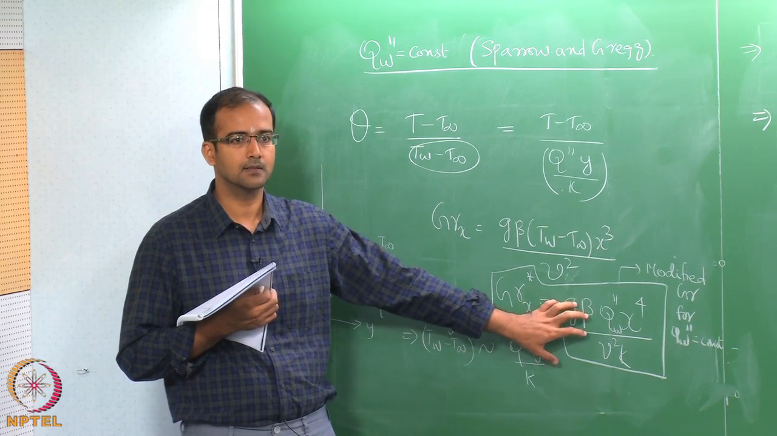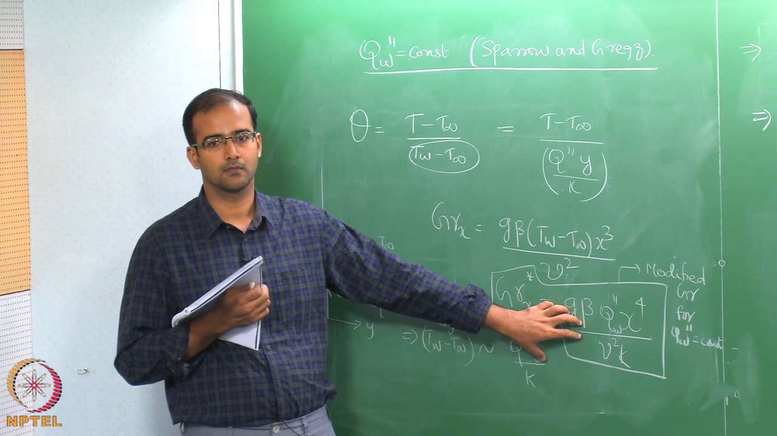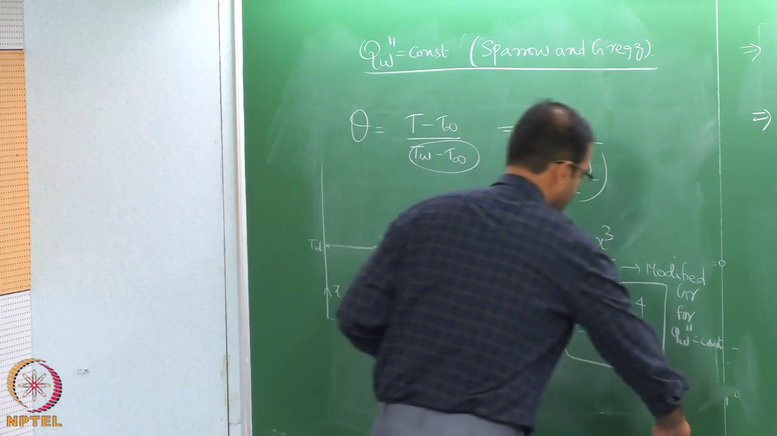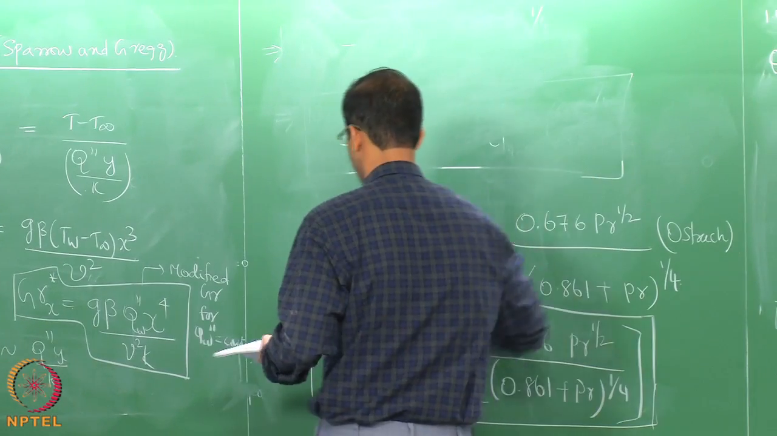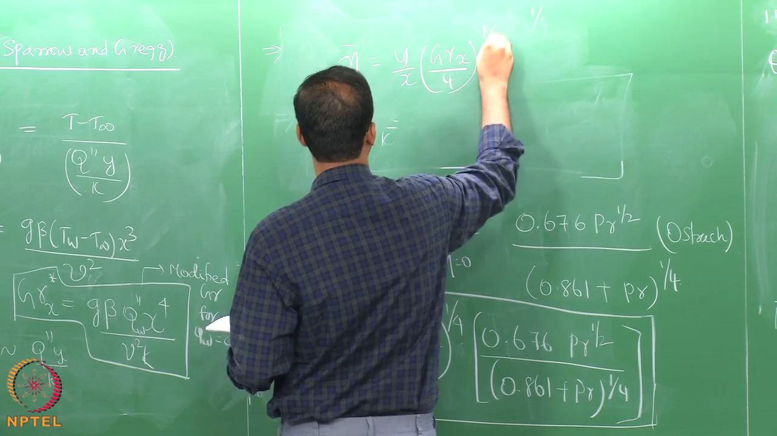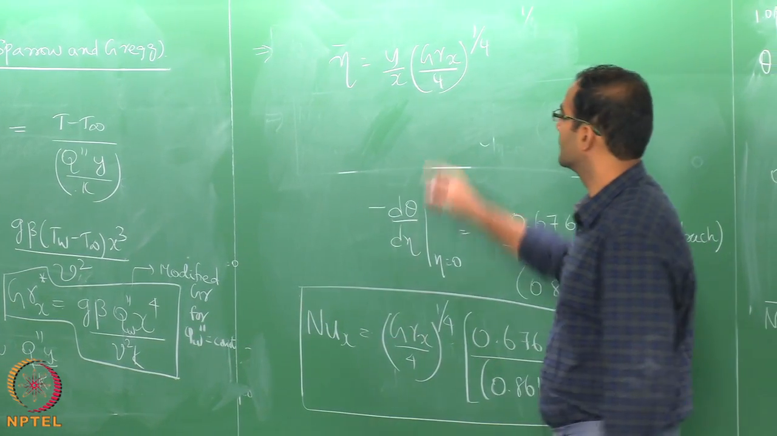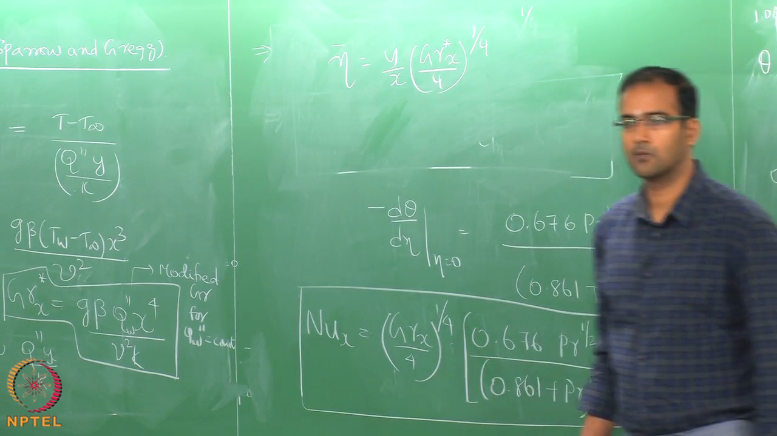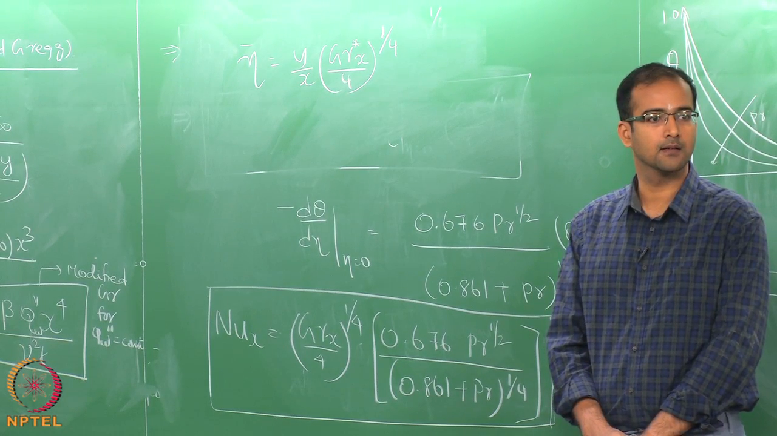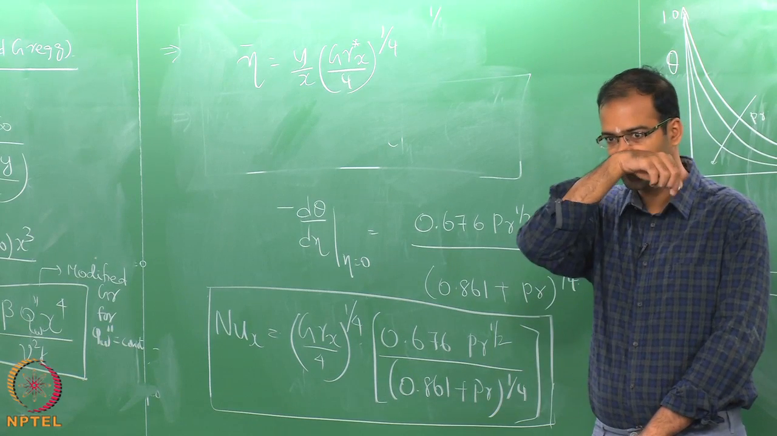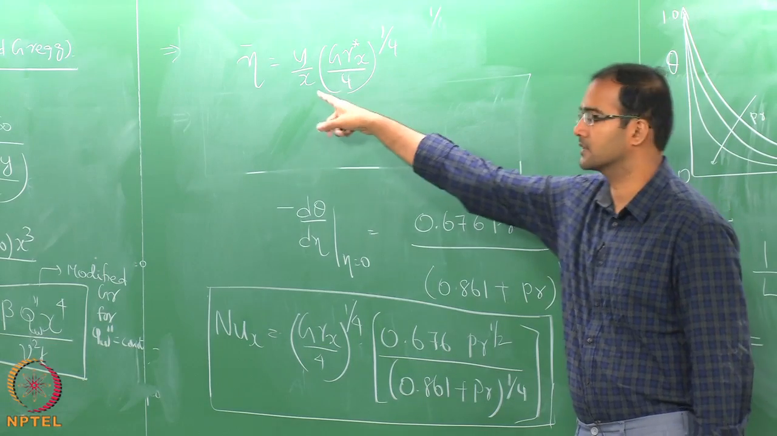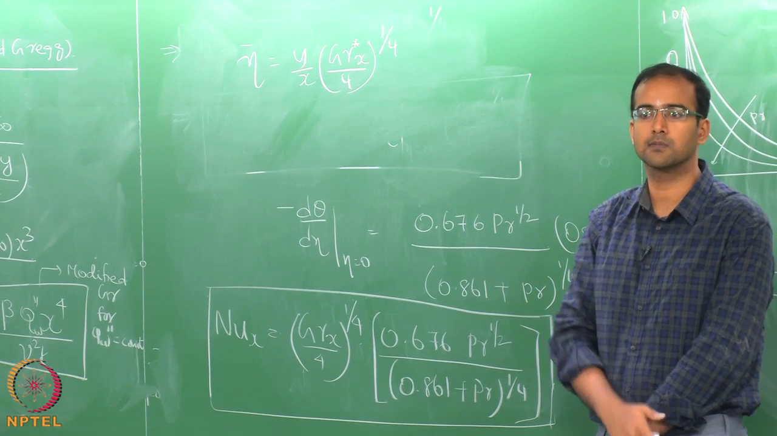So this will be the starting point for defining the similarity variable. Once again, when you look at the similarity variable, what was the similarity variable in the constant wall temperature case? We have eta equal to y by x, times your normal Grashof number by 4 raised to the power 1 by 4. Now if you simply replace this normal Grashof number with Grashof number star, what happens to the similarity variable? It becomes y. So you will not find the correct similarity variable because there will not be any function of x. Now your Grashof number star is x power 4, so x power 4 to the 1 by 4 is x, x and x cancel, so you will have a similarity variable which is only a function of y, which is not possible, correct.